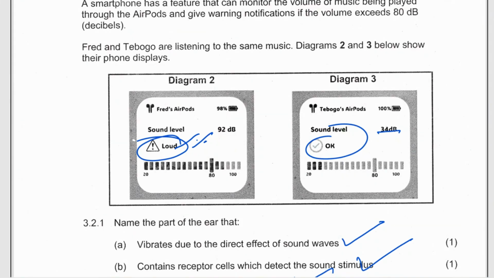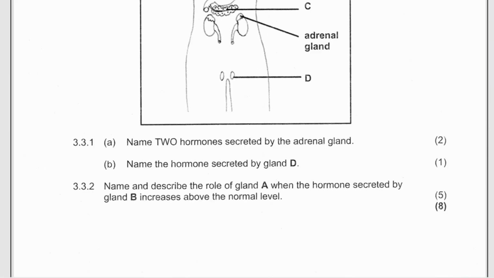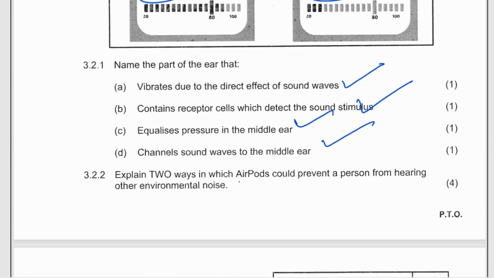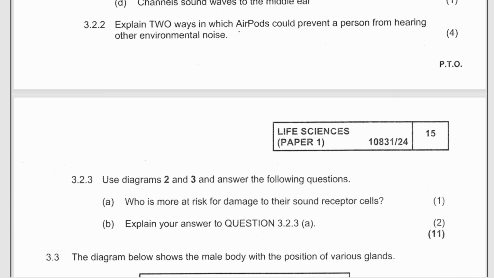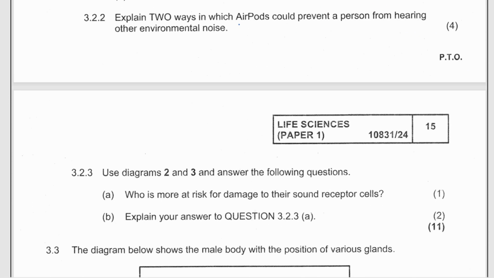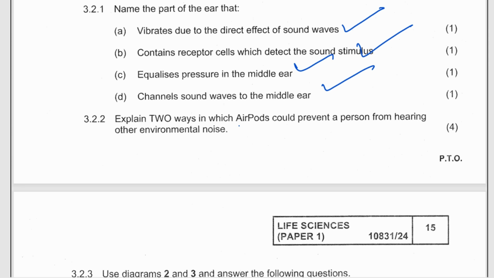The same vibration will be transmitted equally to the cells in the organ of Corti. So these cells have a specific amount of vibration they can accommodate. If it's too much, then it's easy for them to be damaged. You understand? That's why we say that it is that individual in diagram 2. Then we go to the next question. They're saying explain 2 ways in which the earbud prevents the person from hearing. So we are done with that.